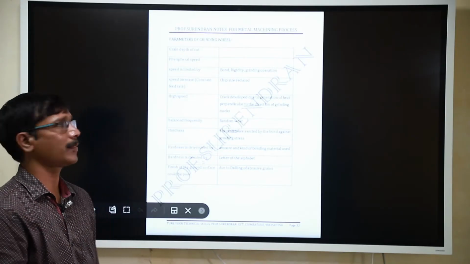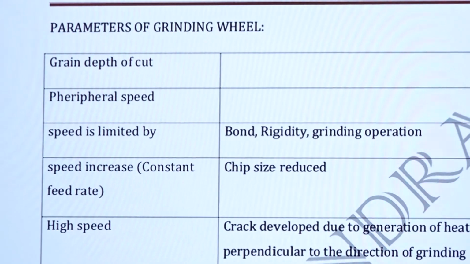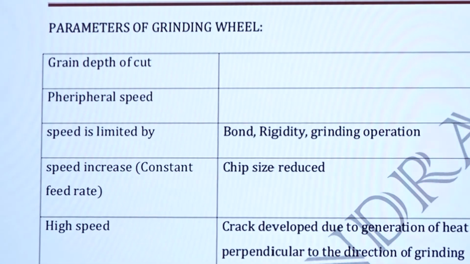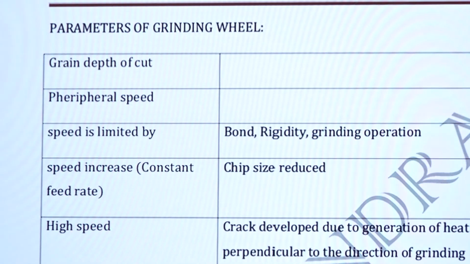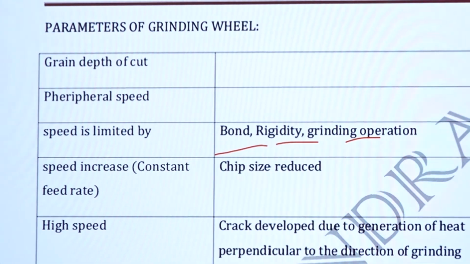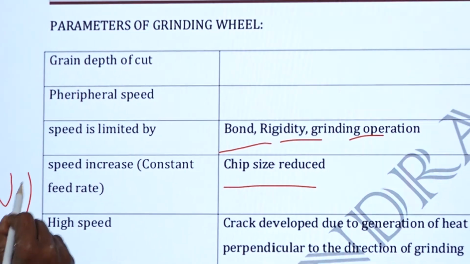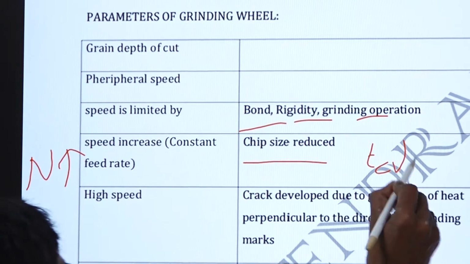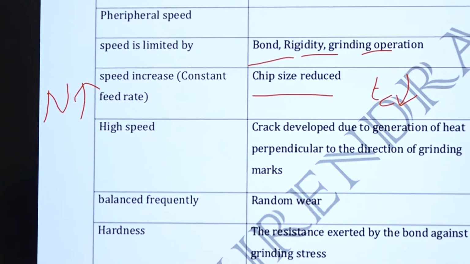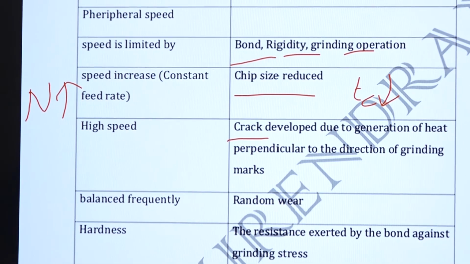So what are the different parameters of the grinding wheel? We have grain, depth of cut, and peripheral speed, and the speed is limited by bond rigidity and the grinding operation. Okay, the speed has some restriction, because of bond rigidity and grinding operations. When the speed increases, at constant feed, the chip size will be reduced. What happens at high speed? It produces cracks, due to heat generation.